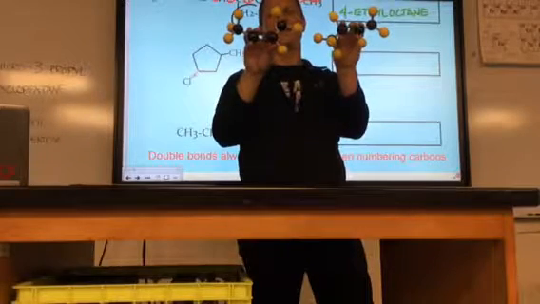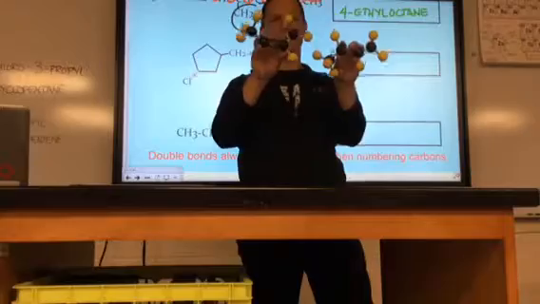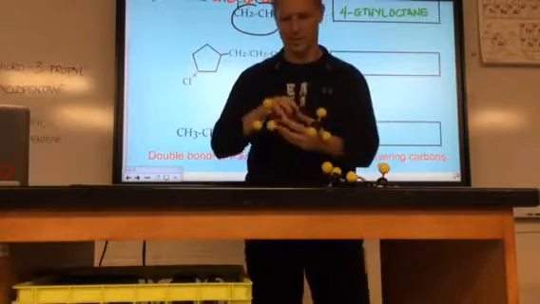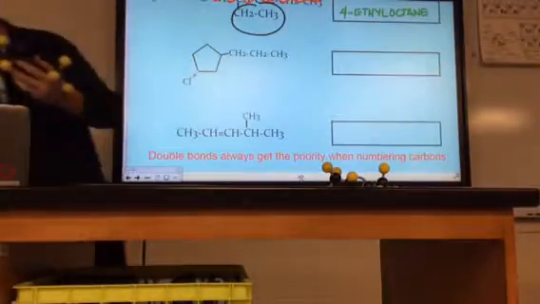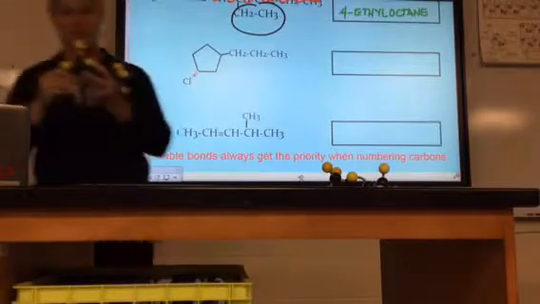I'm going to hold these up next to each other, like this. And I want you to ponder if those are the same. I'm missing one more hydrogen. Are these two the same compound? We just called them both 2-butene.